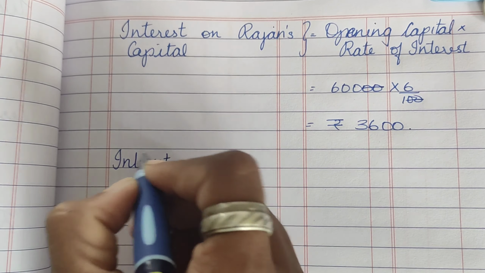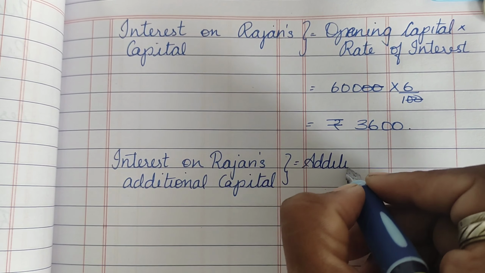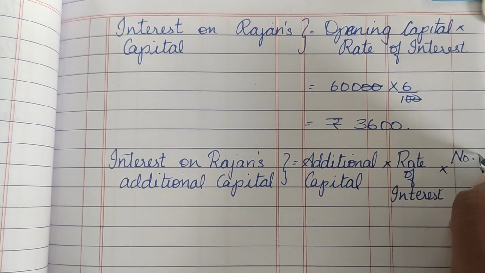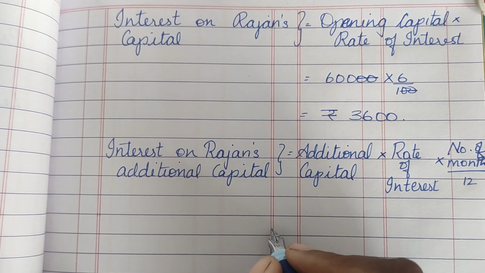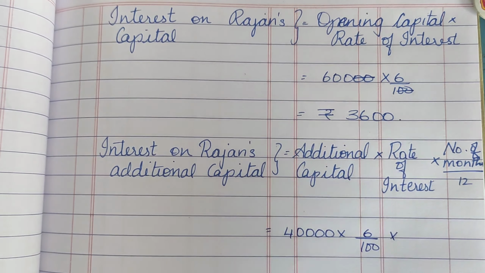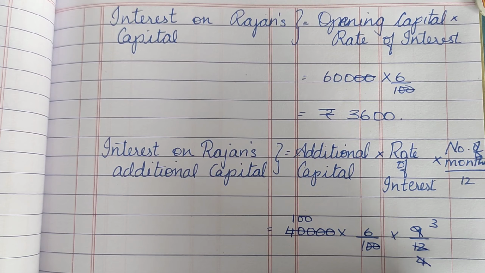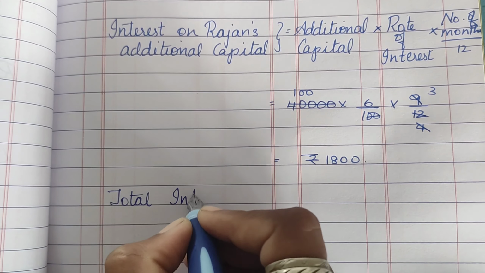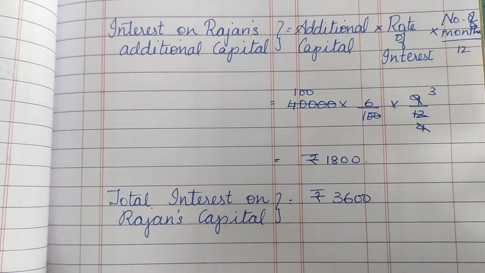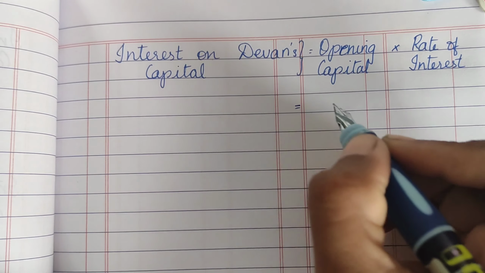Next, I'm going to calculate the interest on additional capital of Rajan. Because they have introduced additional capital, interest also must be calculated. So additional capital into rate of interest into number of months by 12, because they have introduced it in between. Therefore, additional capital for Rajan is 40,000 into 6 by 100 into number of months from April till December. So 9 by 12. So when I calculate, I get rupees 1,800. So now total interest on Rajan's capital, I'm going to add the 3,600 and the 1,800. So 3,600 plus 1,800 is rupees 5,400.